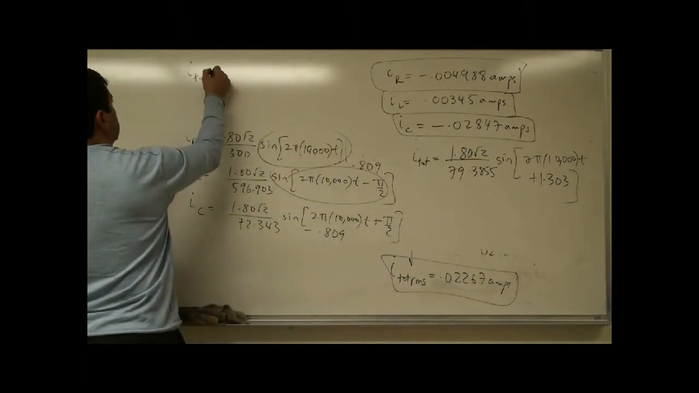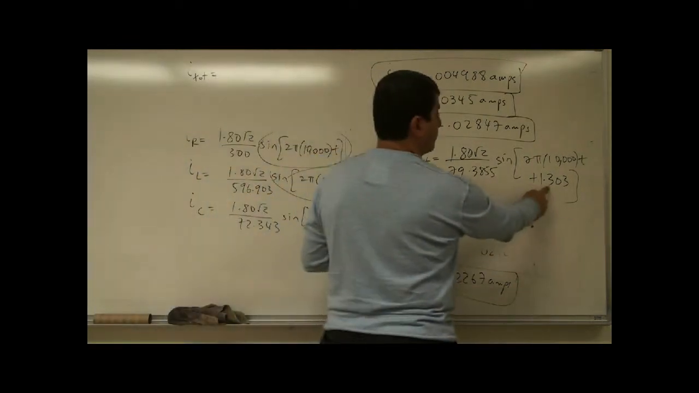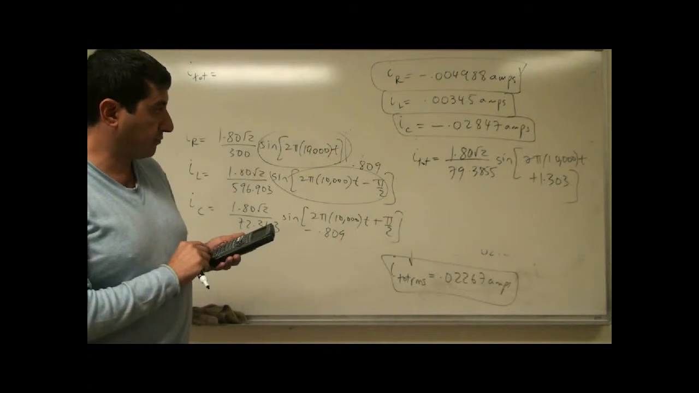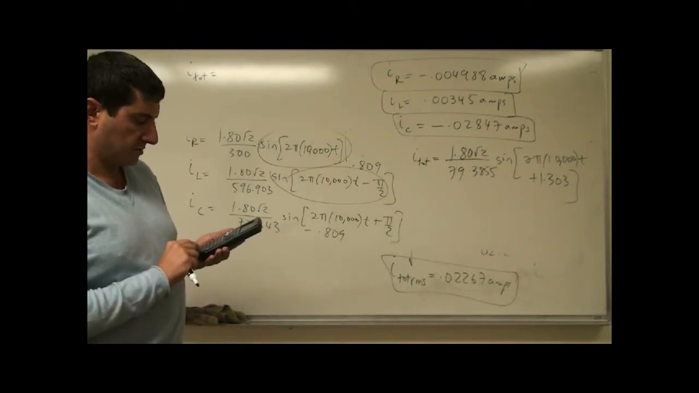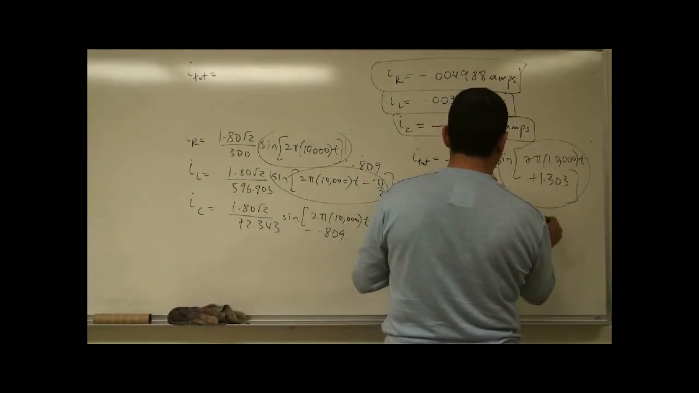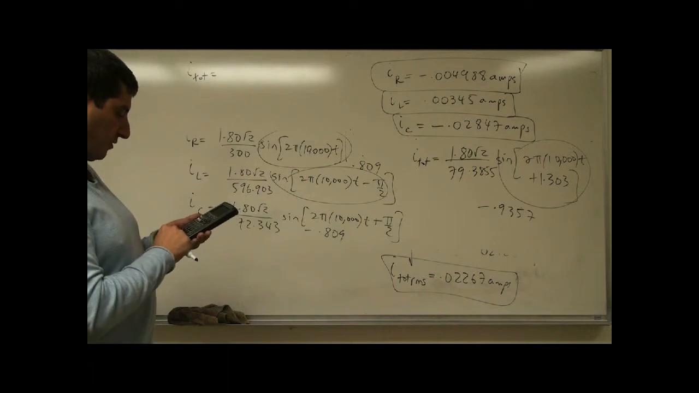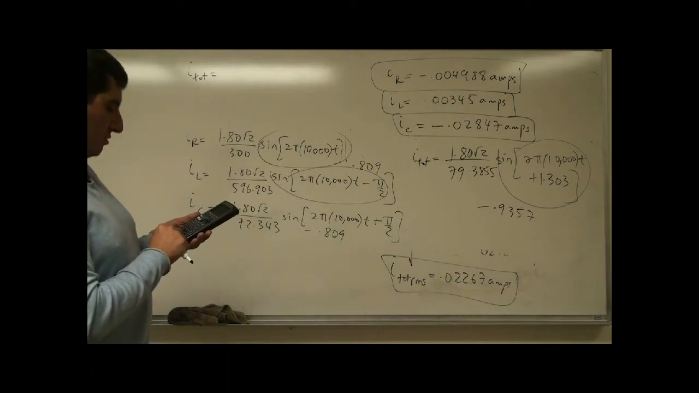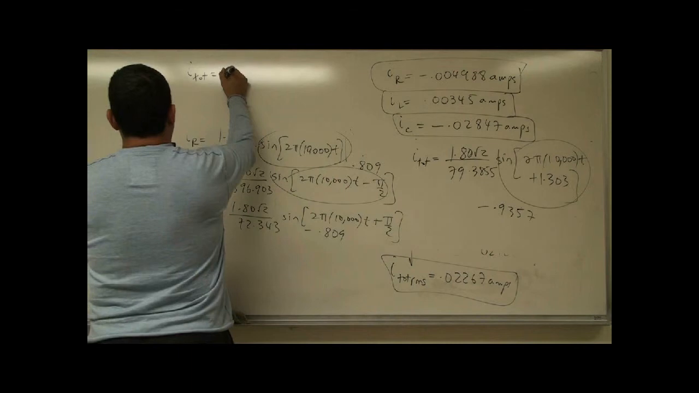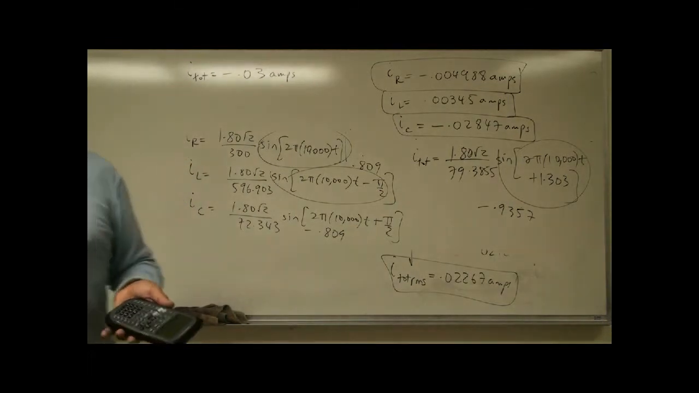Now what's left to do is put the 1.26 milliseconds over here and calculate the total current. This time, instead of putting pi over 2, you're putting this phase angle, 1.303. You take the sine of that, and this one gives you negative 0.9357. You multiply it by 1.80 times 2 to the power of 0.5 divided by 79.3855. And you get the total current, negative 0.03 amps, and after that it's pretty much a bunch of zeros.